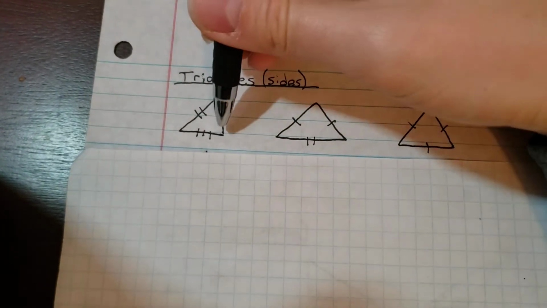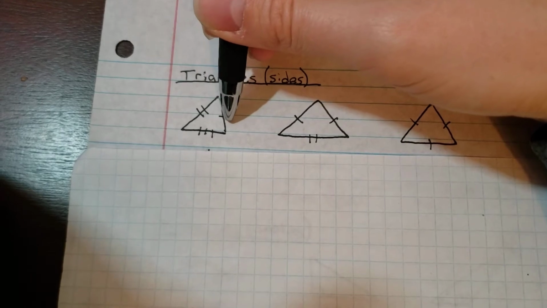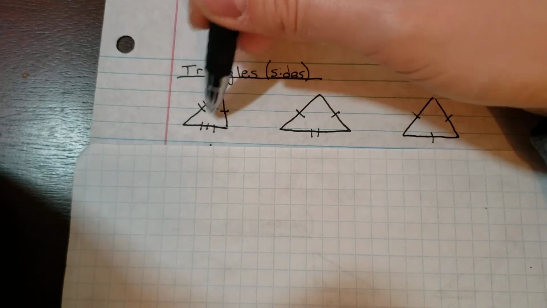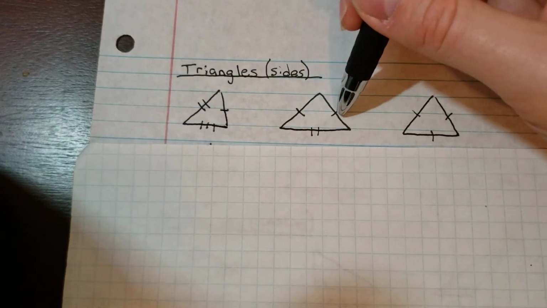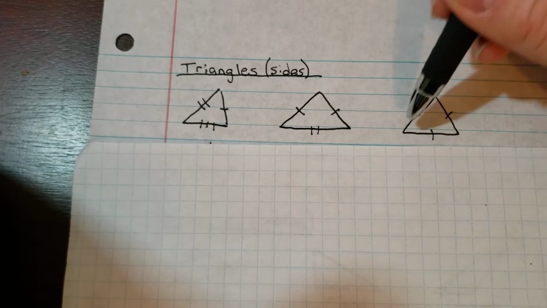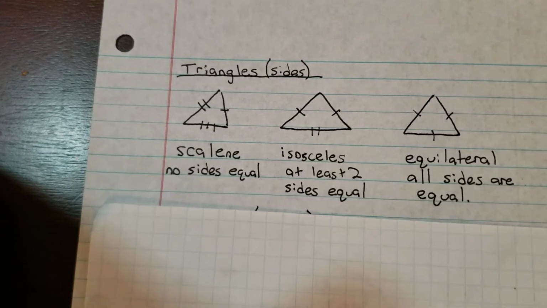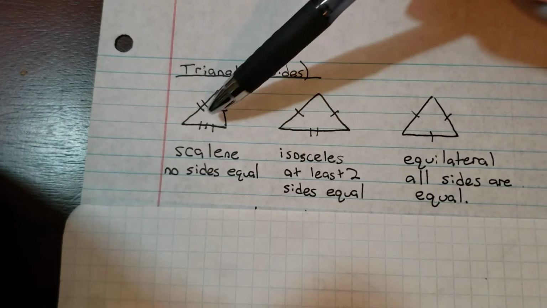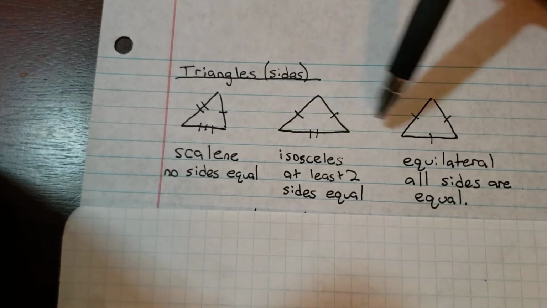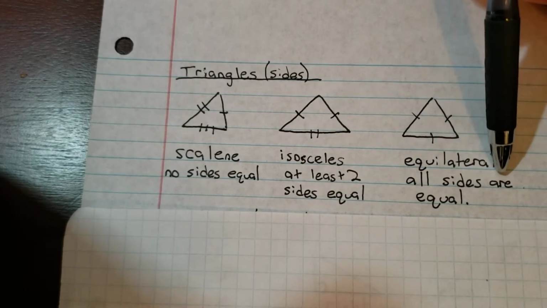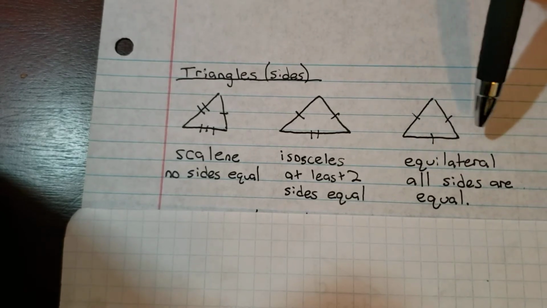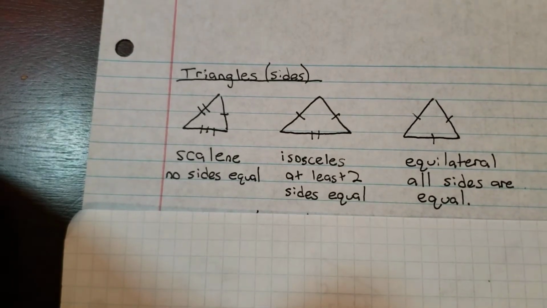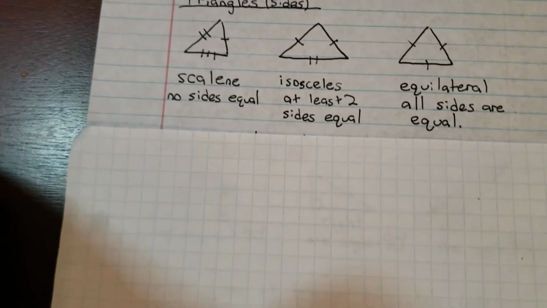Again, one tick mark means that it's not congruent to that, which is also not congruent to that. None of these are congruent. This one has two sides which are congruent, but not the third. And this one has all three sides congruent. Scalene triangles, no sides congruent. Isosceles, only two of them. Equilateral, equal lateral, equal sides. All sides are equal. Okay, again, equal and congruent are basically the same term.